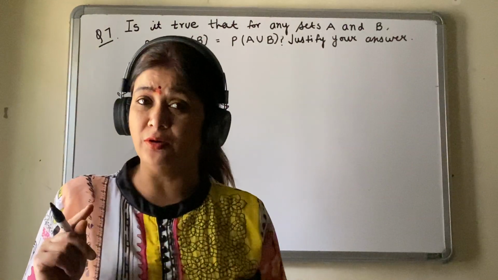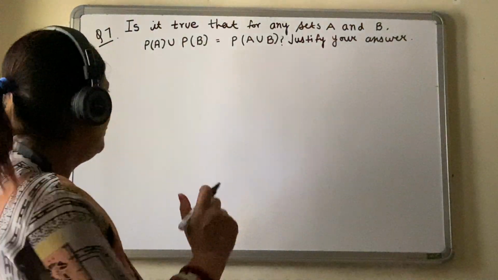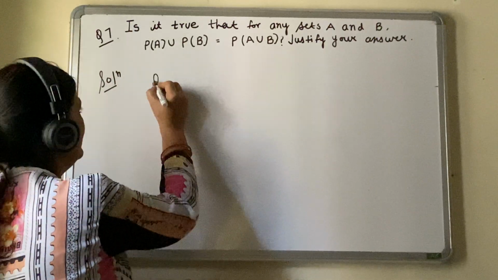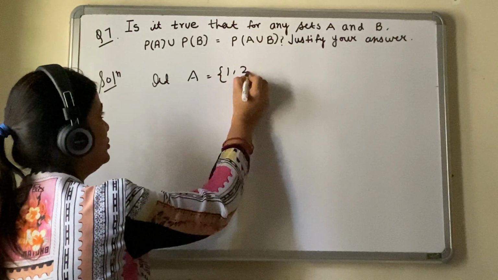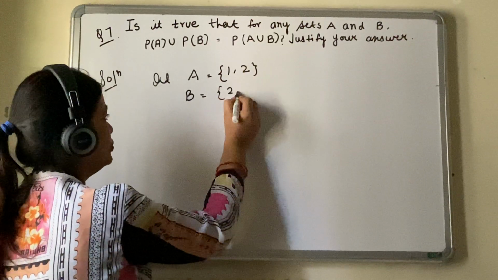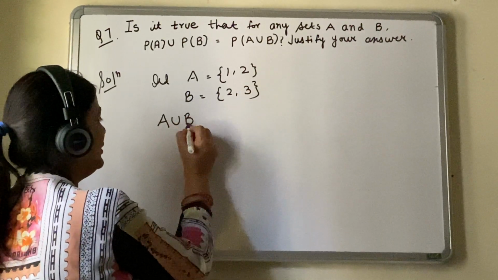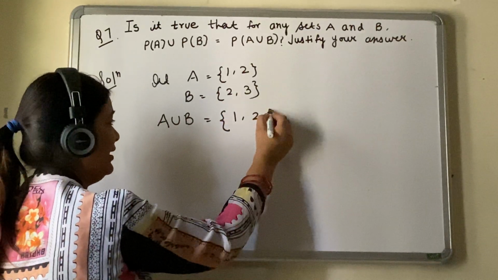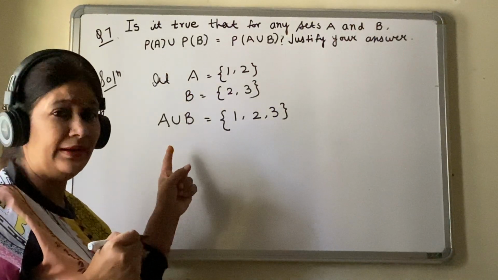पावर सेट आपको याद ही होगा, कलेक्शन ऑफ ऑल द सबसेट्स ऑफ ए सेट. Now come to the question. Let A is equal to {1, 2}, B is equal to {2, 3}, and A union B is equal to {1, 2}, 2 already आ चुका है, only 3. So it is A, it is B, it is A union B.